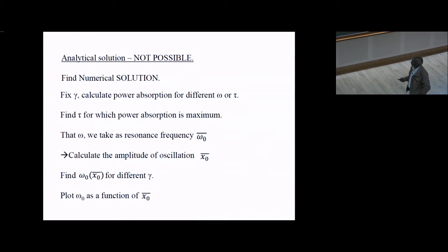So how do you do it? Find omega 0, that is the frequency at various amplitudes for different gamma, and plot this omega 0 as a function of gamma 0. This will be just exactly like what Kittel had plotted in his book.